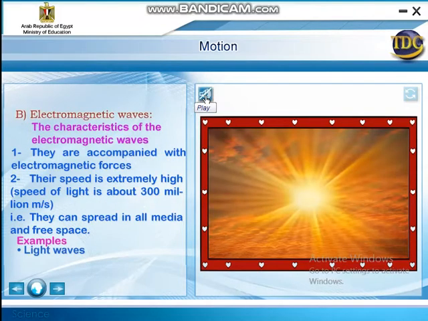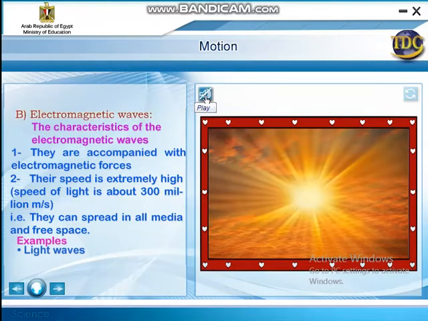Number B, electromagnetic waves. What are the characteristics of electromagnetic waves? The electromagnetic waves are accompanied with electromagnetic forces. In opposite to the mechanical waves, the electromagnetic waves' speed is extremely high.